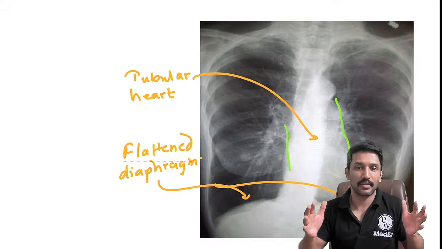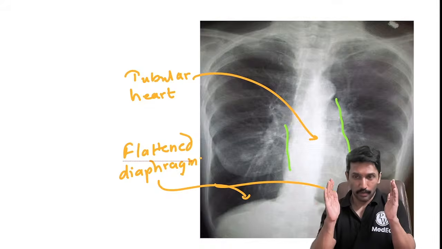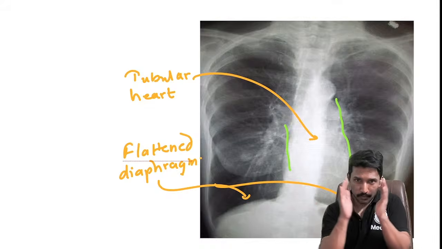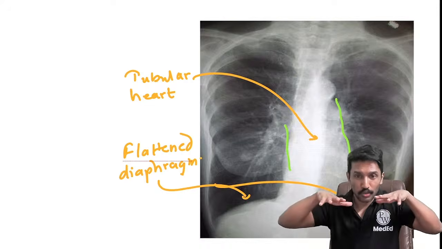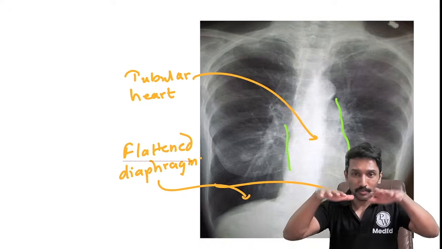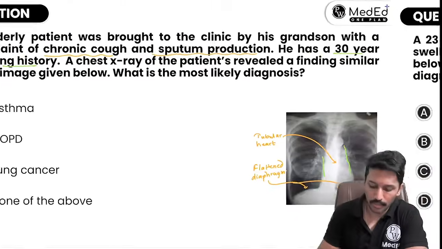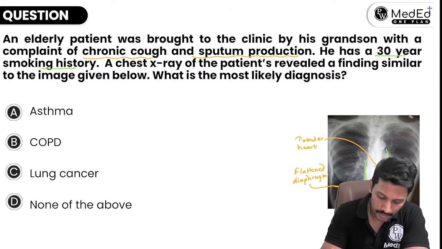Lungs start expanding in size. As they expand, they will push the mediastinum from both sides. So the mediastinum becomes narrow. That's why you get a tubular heart. And the expanding lungs also push the diaphragm down. That's why the dome becomes flattened. So these are typical findings of emphysema. So we will conclude the diagnosis as COPD.